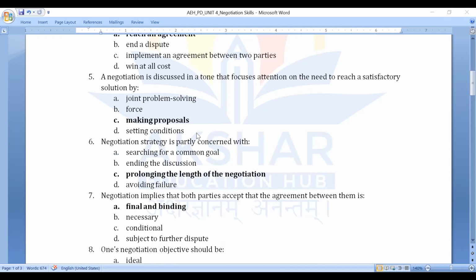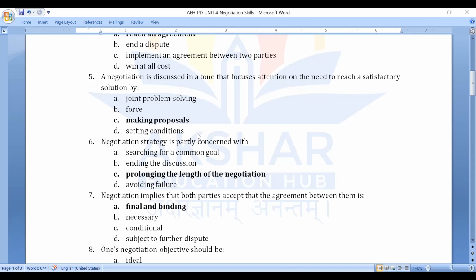A negotiation is discussed in a tone that focuses attention on the need to reach a satisfactory solution by using what? We want to reach a satisfactory solution by joint problem solving, by force, by making proposals, or by setting conditions. We try to reach a satisfactory solution by making different proposals to the parties.